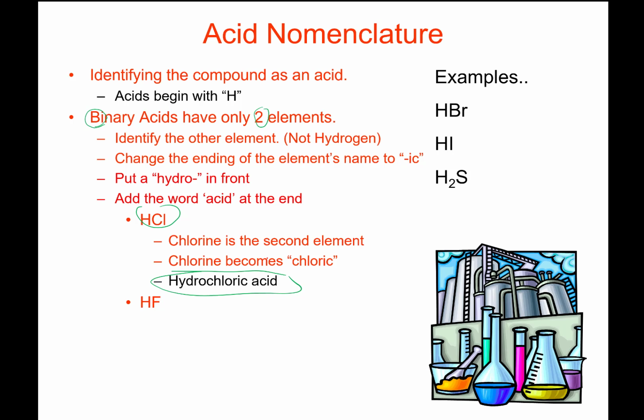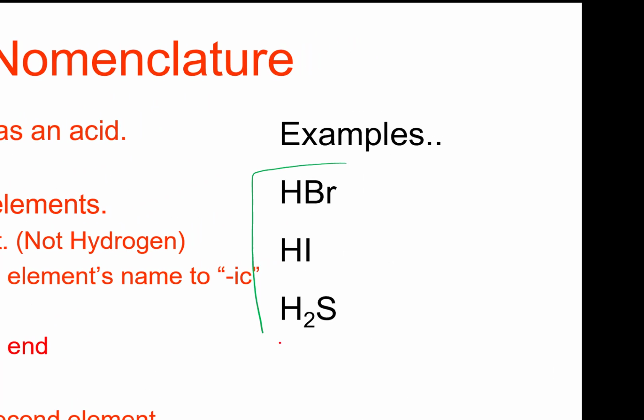HF, again, this is binary. The other element is fluorine. So fluorine becomes fluoric, and we say hydrofluoric acid. Here are some other binary acids because there are only 2 elements. Again, they'll start with hydro. We'll change the ending. So bromine becomes bromic. Iodine becomes iodic. Sulfur becomes sulfuric. And then acid.